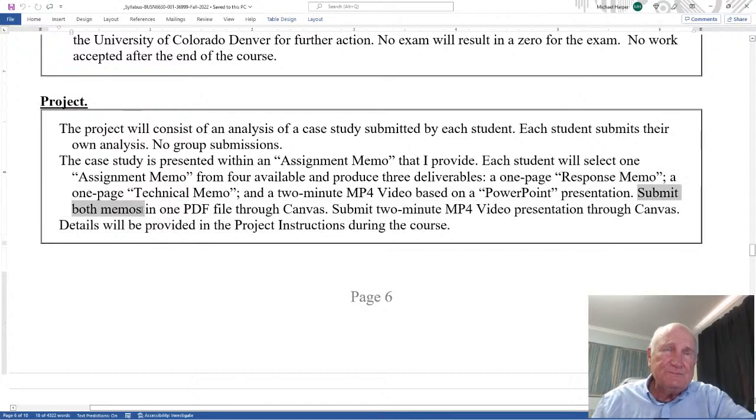Submit both memos in one PDF file through Canvas. Submit the 2-minute MP4 video presentation through Canvas. Details will be provided in the project instructions during the course. You'll hear a lot more about that during the course in the project instructions.